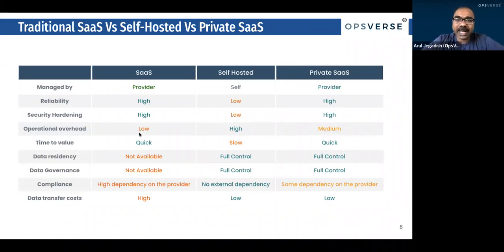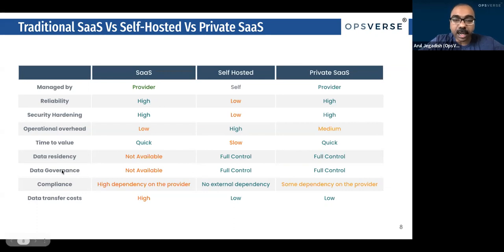Operational overhead, SaaS is where you have the lowest operational overhead. All you have to do is sign up, and then you can run with it. Self-hosted, it's definitely high. With private SaaS, we would call it medium, because even though you have a provider managing everything, there will be some aspects where you will still need to help the provider or take care of some aspects of infrastructure. Time to value with SaaS and private SaaS, it's quick. It's usually 1 or 2 clicks and you can start using your tools. With self-hosted, you do have to go through the full operationalization before you can start using it.